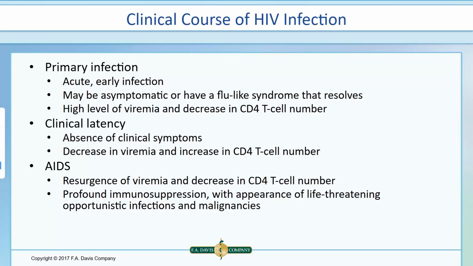Then you get AIDS: resurgence of viremia and decrease in CD4 T cell number, and profound immunosuppression with the appearance of life-threatening opportunistic infections and malignancies. So the virus itself doesn't necessarily kill you, but it reduces your immune system down so much that you are more likely to develop certain types of cancers and definitely opportunistic infections. So you usually die of the cancer or the infection that you got because HIV wiped out your immune system.